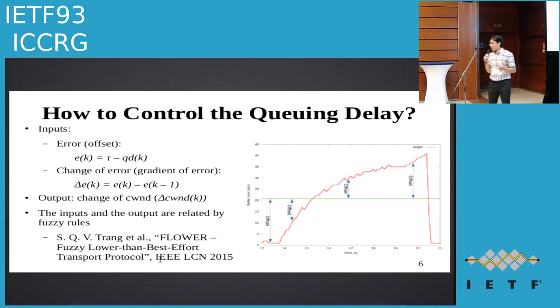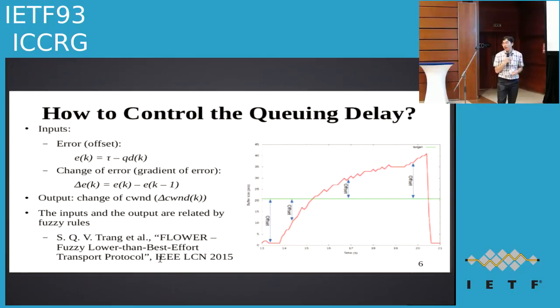So, taking two inputs, the output of the fuzzy controller is the change of the congestion window, which is the value that we must add to or subtract from the current congestion window size. Now, the inputs and outputs are related by fuzzy rules. A fuzzy rule is generally represented by an if-then rule.